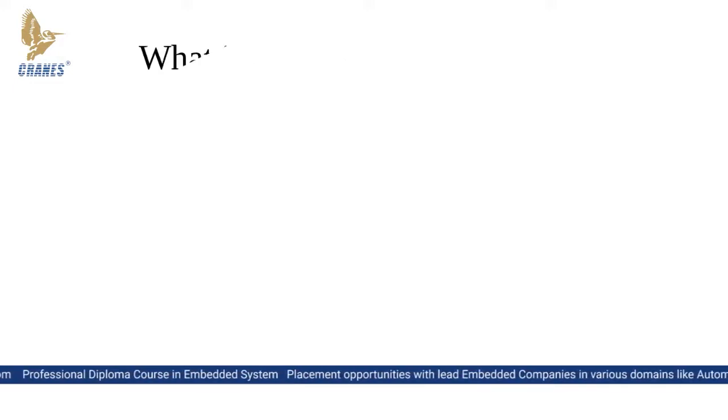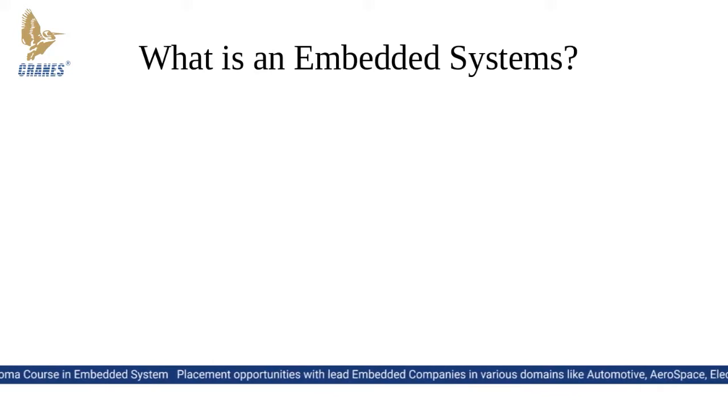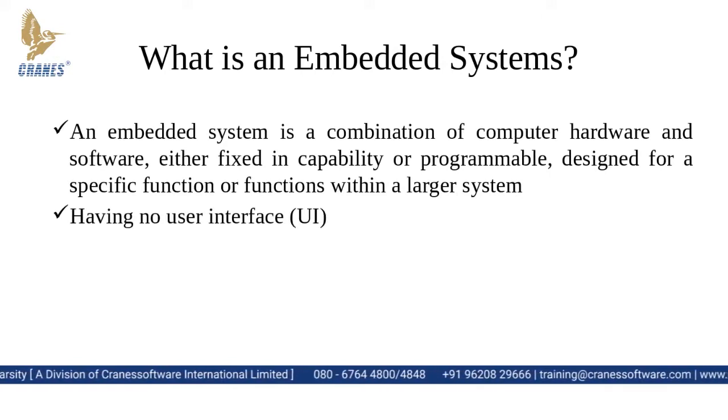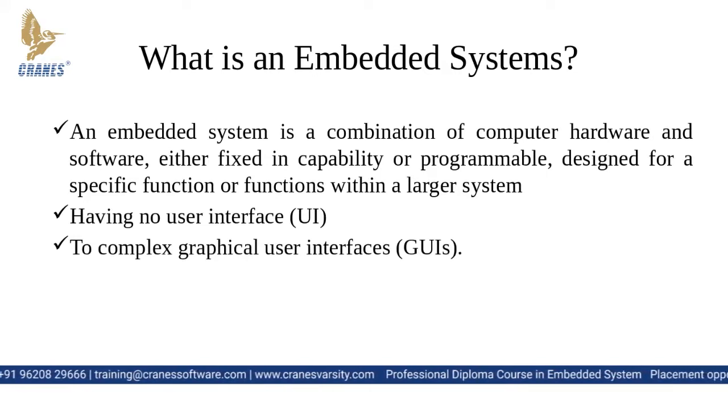Definition of an embedded system. An embedded system is a combination of computer hardware and software, either fixed in capability or programmable, designed for a specific function or functions within a larger system. Embedded systems are computing systems, but they can range from having no user interface, for example on devices in which the system is designed to perform a specific task or a single task, to complex graphical user interfaces.